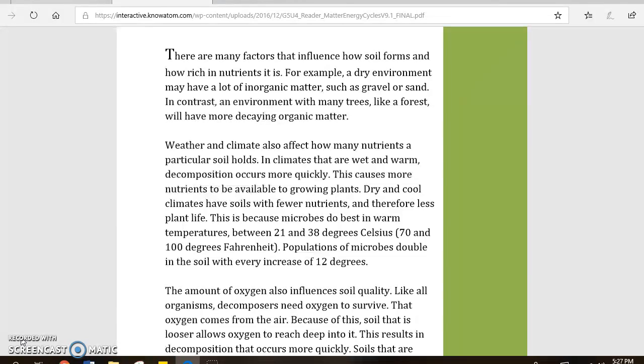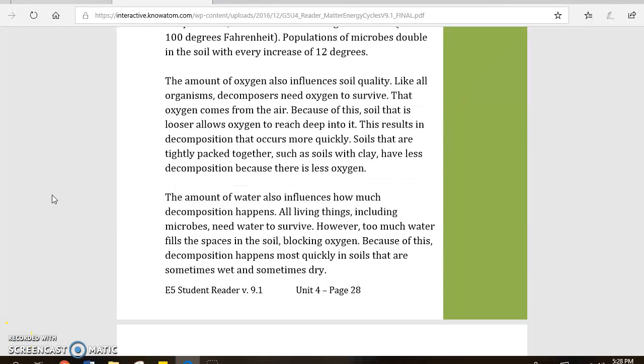Populations of microbes double in the soil with every increase of 12 degrees. The amount of oxygen also influences soil quality. Like all organisms, decomposers need oxygen to survive. That oxygen comes from the air.